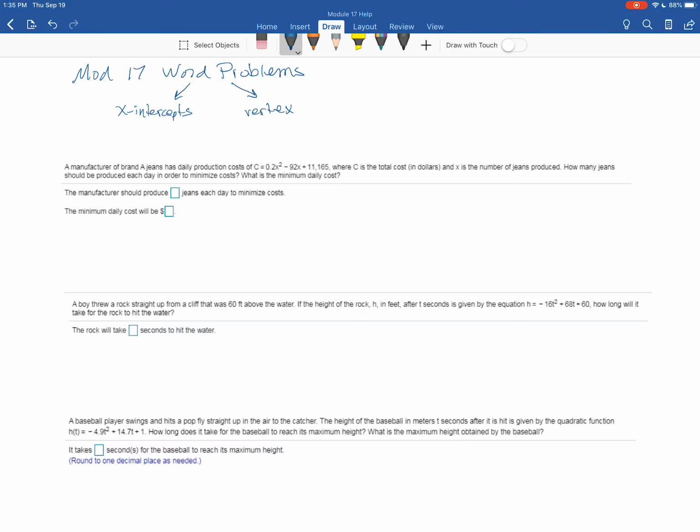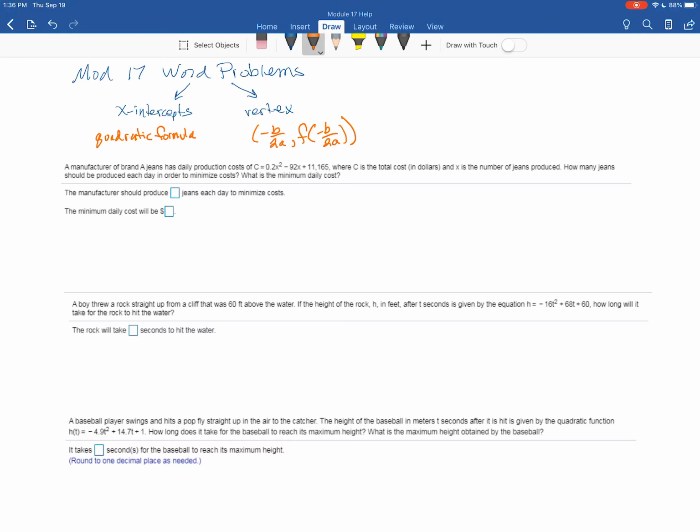So if you can read the question and decipher which one of these things they are asking me for, then you can apply the appropriate technique. For an x-intercept, you'll probably be using the quadratic formula. And for a vertex, you'll be wanting to use that vertex formula. But you have to definitely be able to read the question and decide which one of these things they are asking me for in order to apply the correct technique. So let's just practice a few of these.